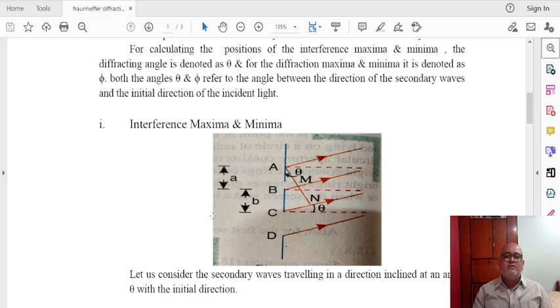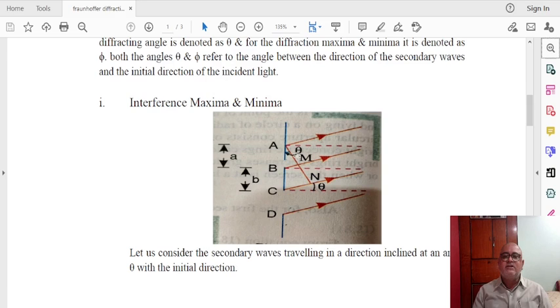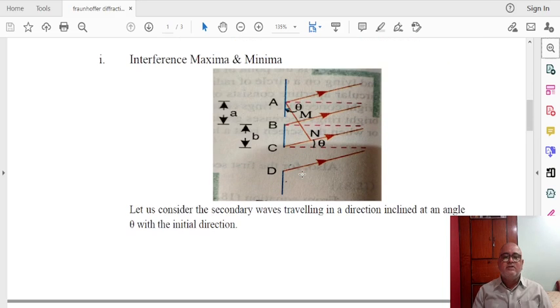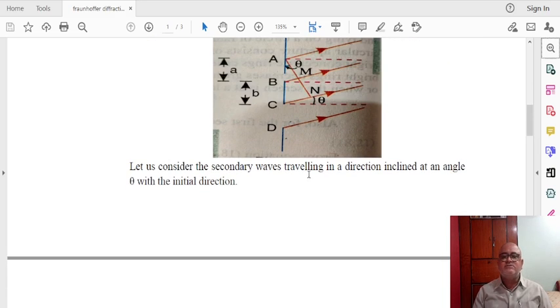See friends, here again, for better understanding we have drawn the diagram, for getting the first part, that is interference maxima and minima. Now this B to C is the opaque portion, the width of the opaque portion is b, this AB is a slit having a width a, and this is angle theta, and this is M and N. Now we will consider the secondary waves traveling in a direction inclined at an angle theta with the initial direction.